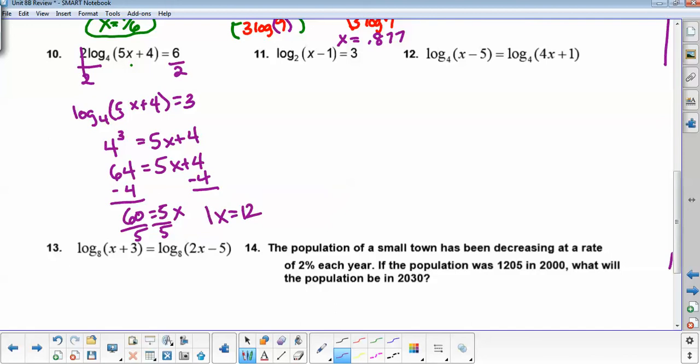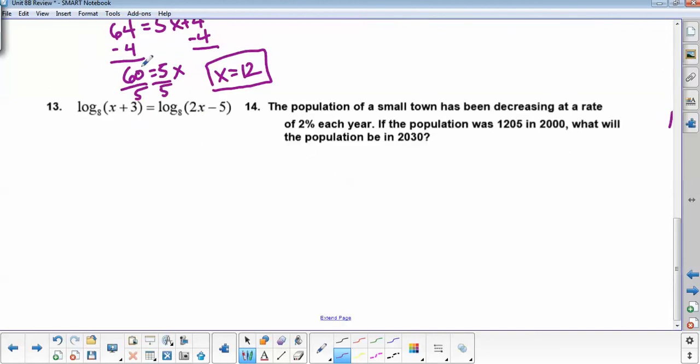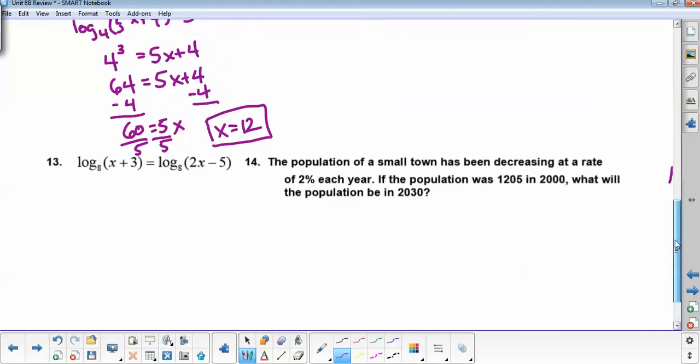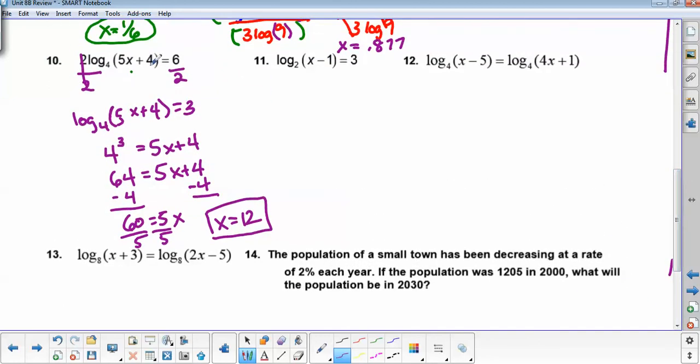Now when you solve a logarithm, you need to double check that it does not make this part in the parentheses negative. So you plug the 12 back in, and you do 5 times 12 plus 4, and it's positive, so you know this answer is okay. Okay, we're going to try, nope, problem 11 is just like problem 10. You're going to solve it with the same method, so I'm going to leave you that one, and we'll try problem 12.